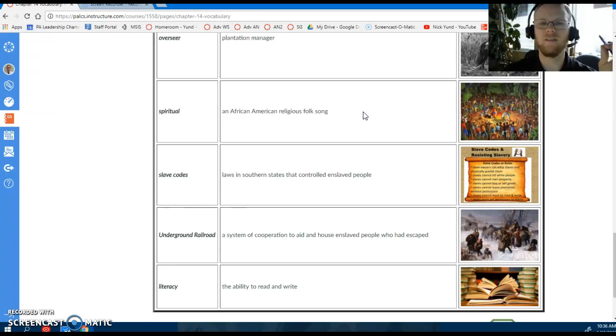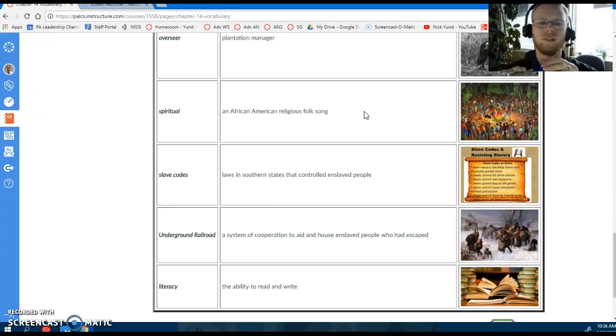A spiritual, an African American religious folk song. Slave codes are laws in southern states that controlled enslaved people. So it would say things like what slaves are allowed to do and what they're not allowed to do. So like we talked about, all the slave codes wouldn't let slaves learn to read and write, because with education and knowledge comes power. And they didn't want to lose their slaves.